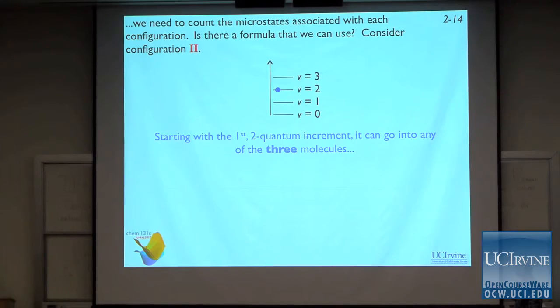Okay, so as I build up, let's think about configuration 2. You'll recall configuration 2 has one molecule that has 2 quanta, one molecule has 1 quantum, and one molecule has 0 quanta. As I build up that configuration, I can put that first V equals 2 into any one of these three molecules, A, B, and C, which are no longer on here. It can go into any one of the three molecules. So I put it in A, but it could have gone into B, or it could have gone into C.